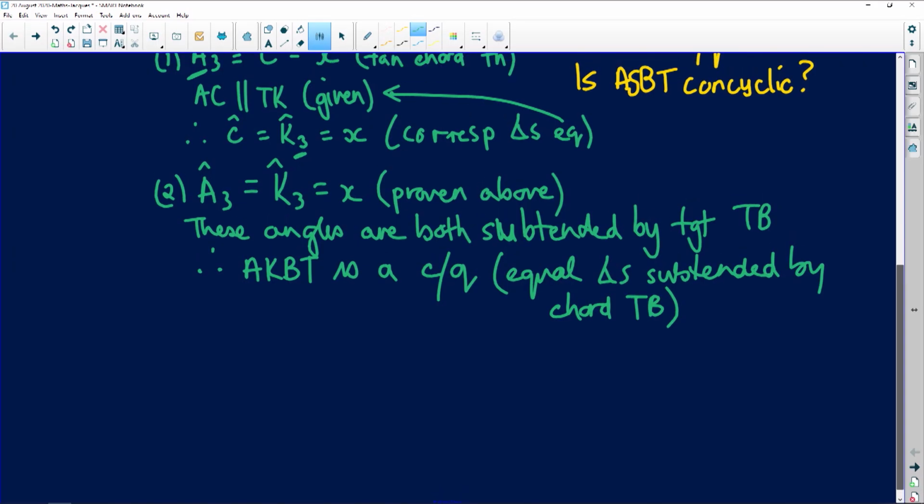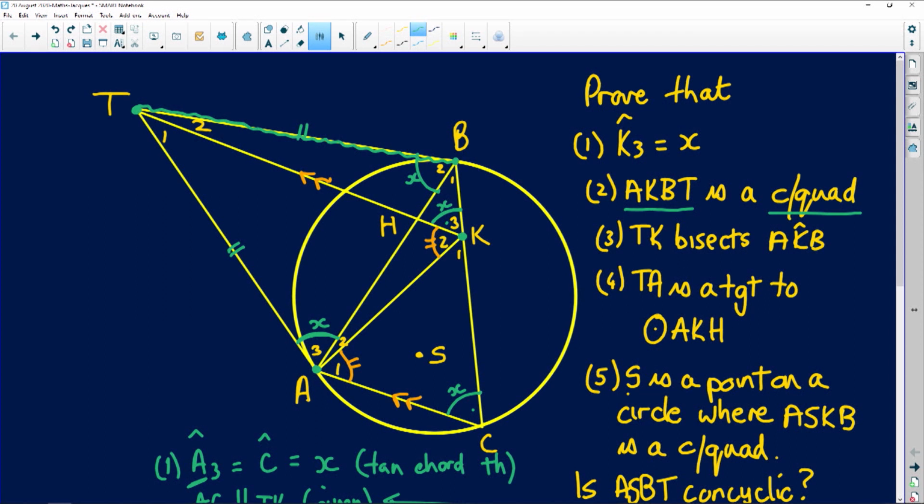Now folks, let's go back to the diagram. We've just shown something very important. We've shown that this figure AKBT is a cyclic quad. Now look at what's going to happen now. Because this is a cyclic quad, I can now say that B2 is indeed equal to K2. So this is also an X. Why is that the case? Well, they are subtended by this chord of the cyclic quad or by this tangent TA.